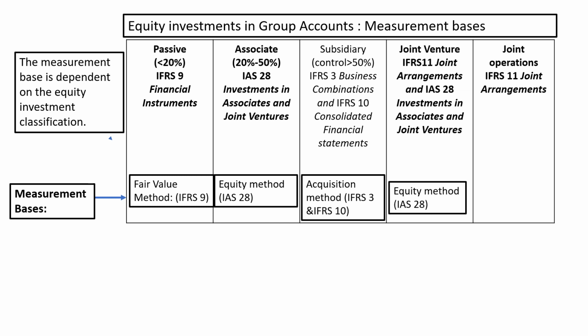For joint venture companies, the measurement method is the equity method, and again it's listed in IAS 28. And finally, we have joint operations, which is different from joint ventures, in that the measurement base is set out in the joint venture agreement.